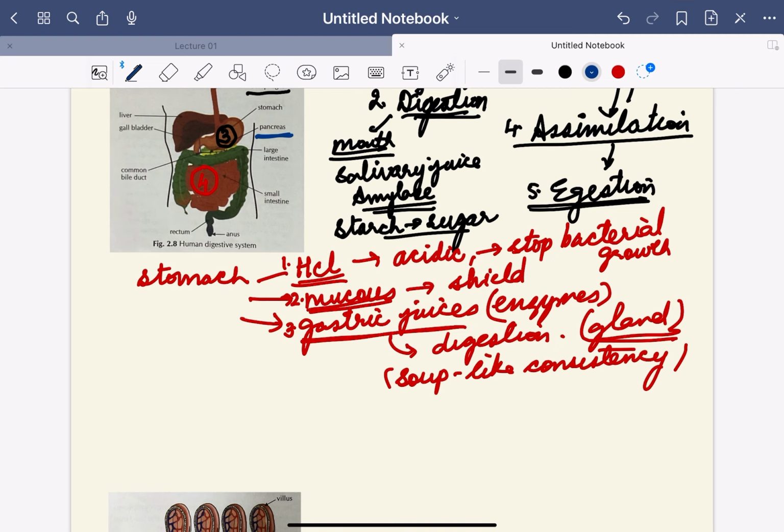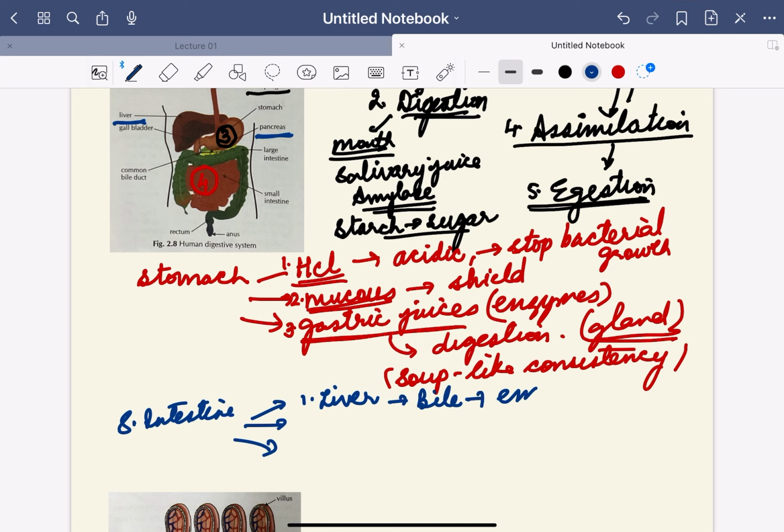Then we have another gland, that is the liver. It's the largest gland in the human body, right? So they are going to release the secretion into the small intestine once the food enters it, right? So what happens in the small intestine? Once the food reaches the small intestine, again three things will be added. First is the secretion of the liver, that is bile, that helps in emulsification of fats.